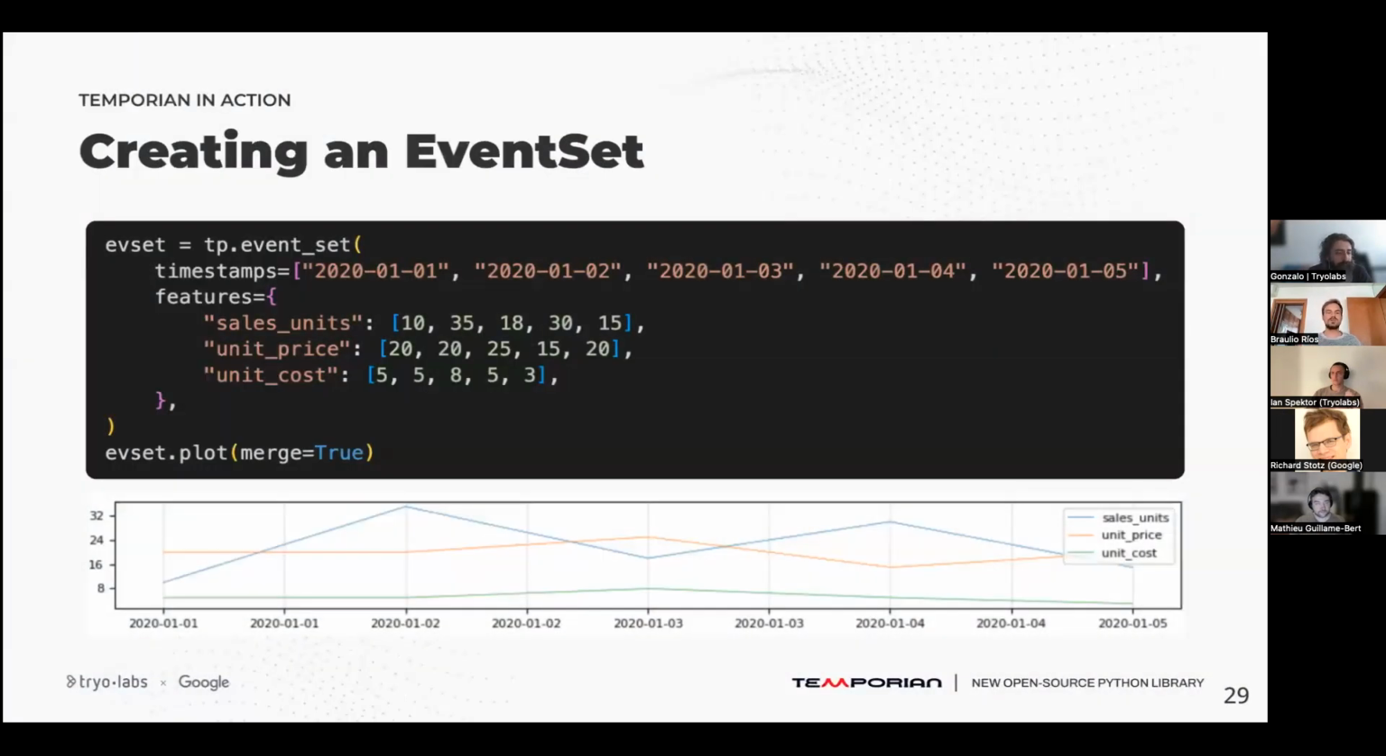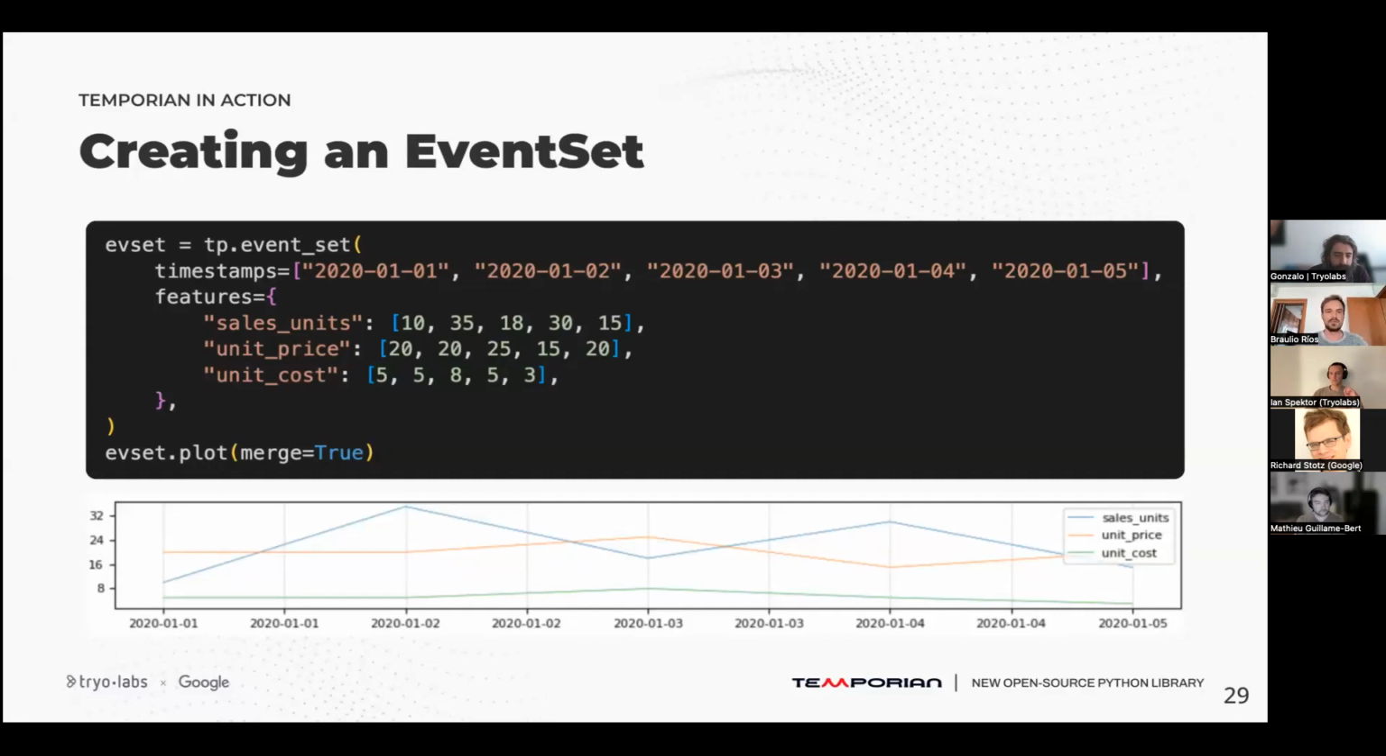So the first thing that you need to learn to do in Temporian is how to create an event set. This is the most direct way to create an event set. So you just do tp.eventset and provide the list of timestamps for each of the events. In this case, we have 5 events. And then you provide the feature values for each of the events. So in this case, we have 3 features: the sales unit, unit price, and unit cost. And for each feature, you have the 5 values for each of the events above.